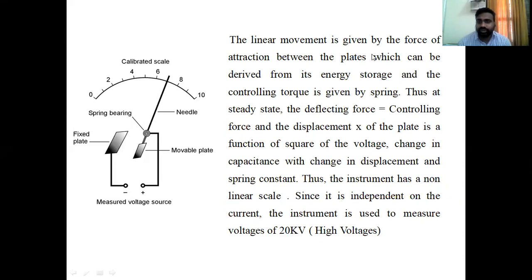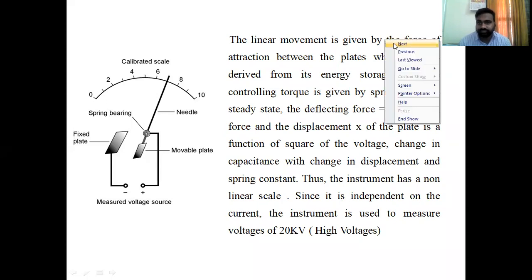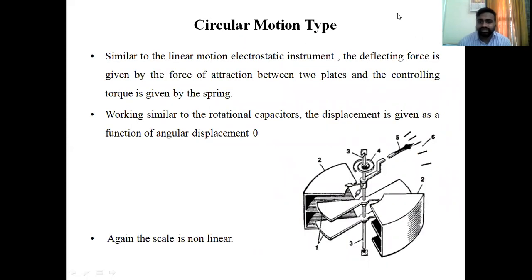Right. So the next classification is the circular motion type. In the previous class we discussed the vane type electrostatic voltmeter. The circular motion type electrostatic voltmeter is similar to the vane type, and it is quite similar to the linear type electrostatic instrument.